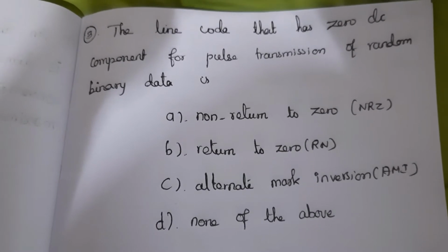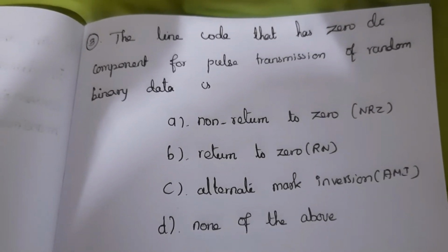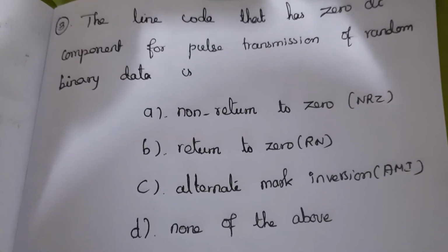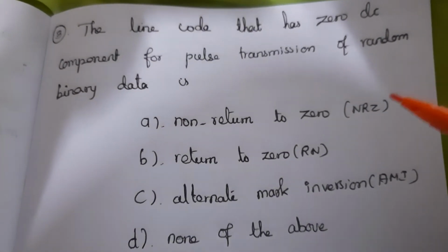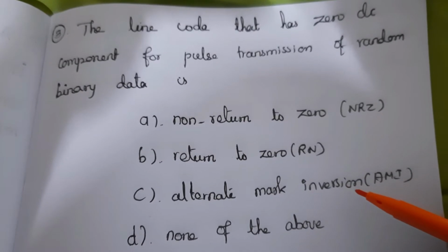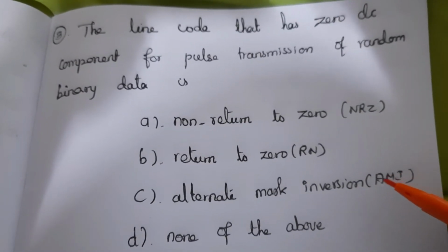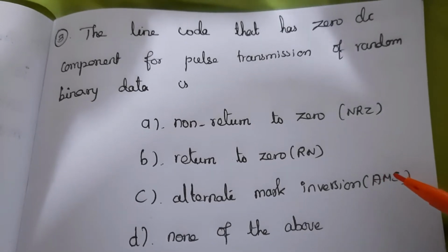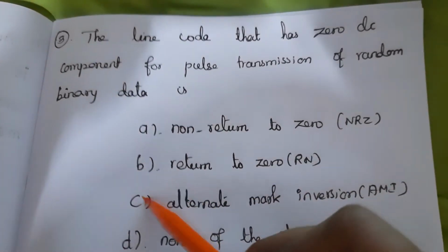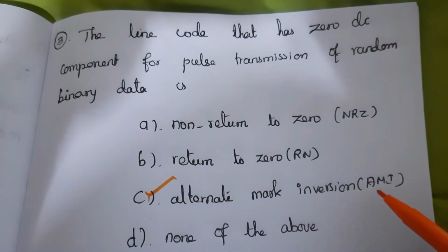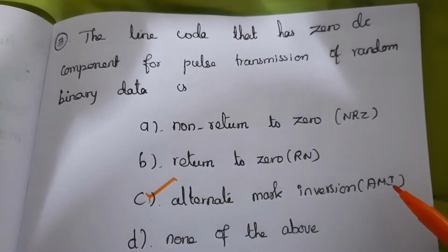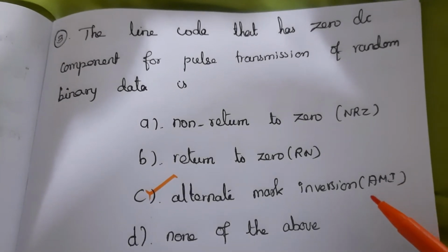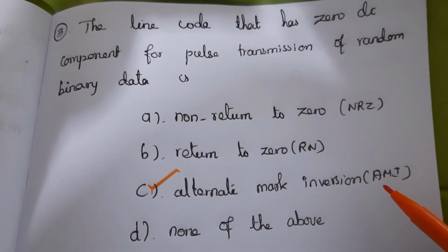So third question, the line code that has 0 DC component for pulse transmission of random binary data is. And here these are the coding techniques. Alternate mark inversion, AMI code has 0 DC component for pulse transmission of random binary data. So here the answer is C, alternate mark inversion, AMI.